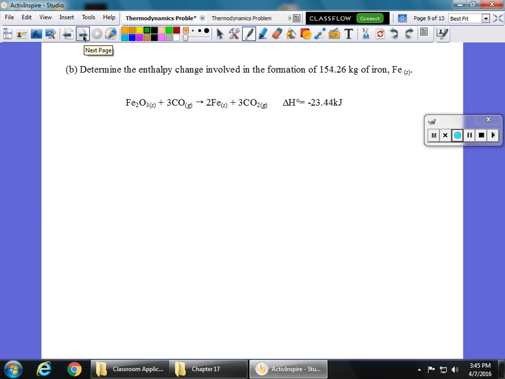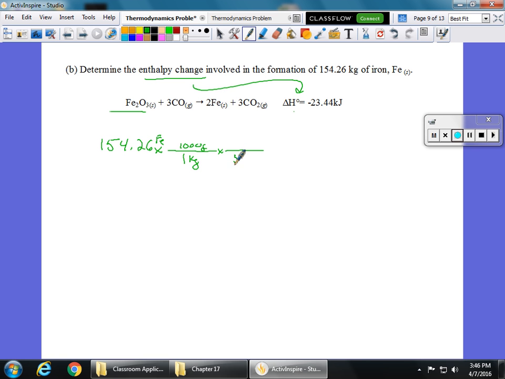I've got 154.26. We're going to do the exact same thing we did before. We're going to start the same way, 154.26. We're going to have to turn that into moles. But we're looking for the enthalpy change, right? That means we got to look at the delta H for this reaction. Now, this number is for 1 mole of this stuff. Right? We don't have 1 mole of this stuff. We have some different amount. So we're going to take our iron, we're going to convert it, right? 1 kilograms, 1,000 grams. We're going to do our mole conversion.